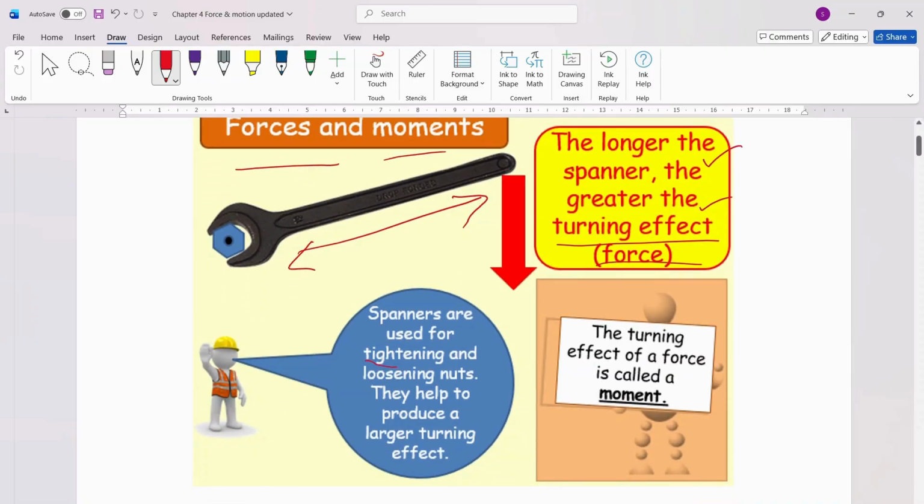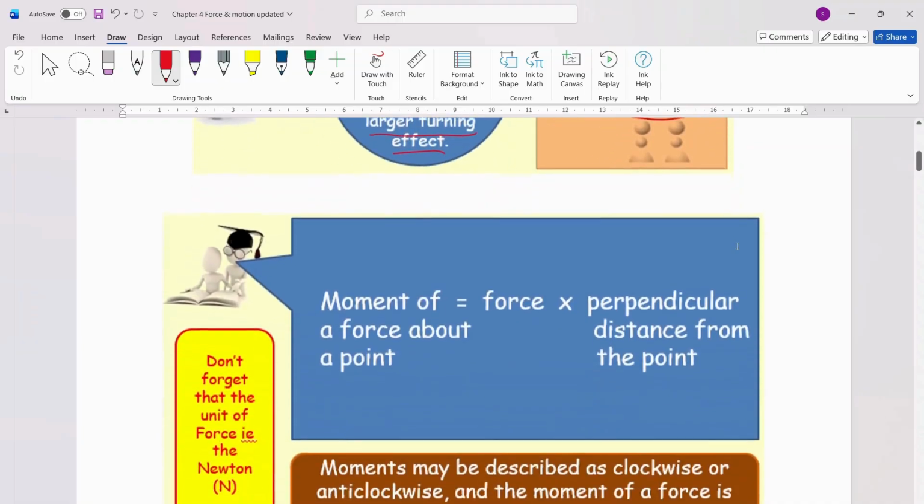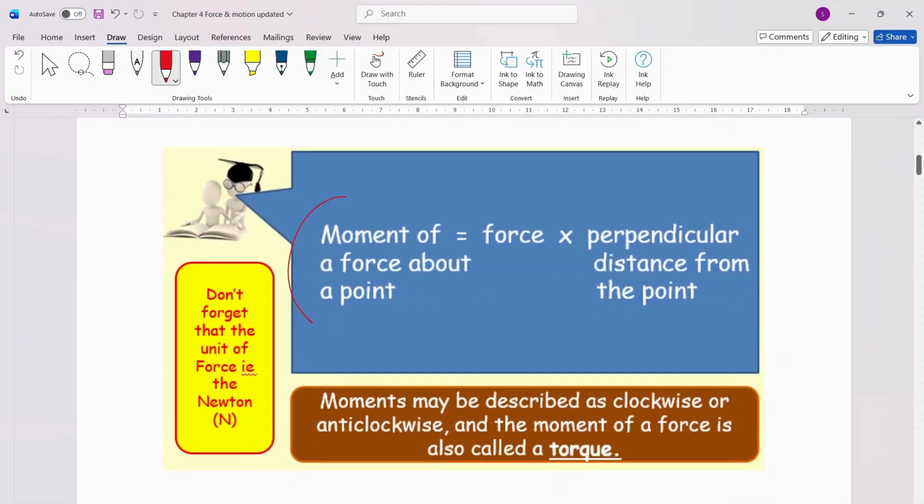Spanners are used for tightening and loosening nuts. They help to produce a larger turning effect. What is the turning effect called? The turning effect of a force is called a moment. The formula for the moment of a force about a point is equal to force times perpendicular distance from the point.